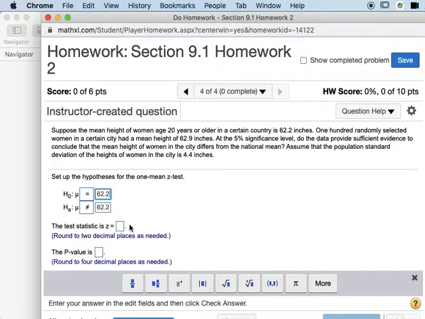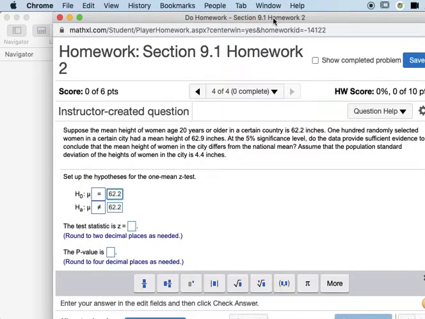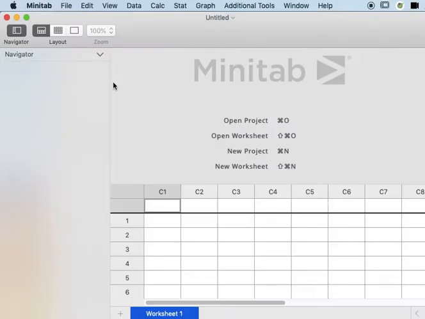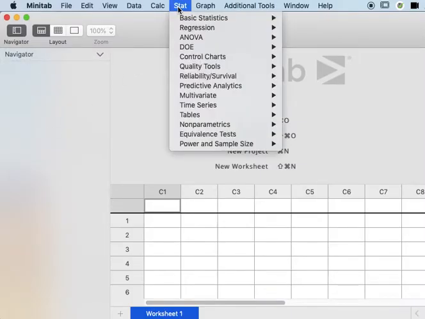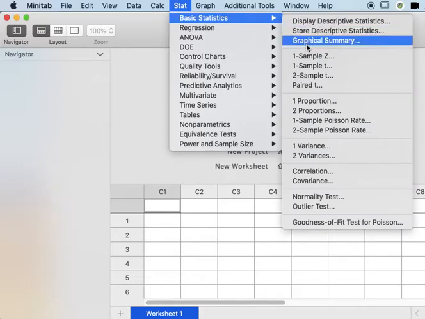So now to calculate the test statistic and the p-value, I'm going to use Minitab. First, what we need to decide is if the problem is going to be a z problem or a t problem. Remember that we use z when we have the population standard deviation and t if we're using a sample standard deviation. It says to assume that the population standard deviation is 4.4 inches, and so that means I'm going to use z. So we're going to go to Stat, Basic Statistics, and One-Sample Z.